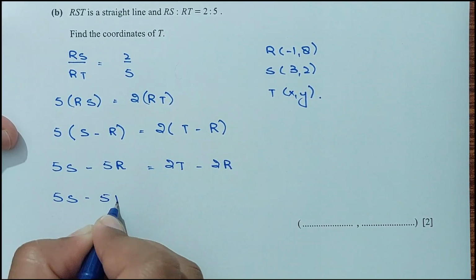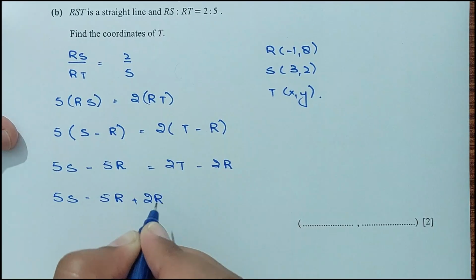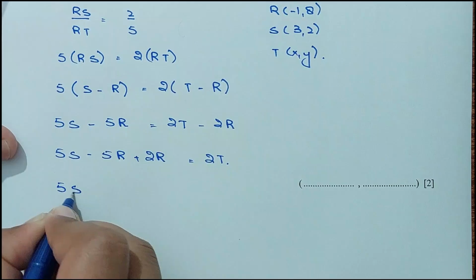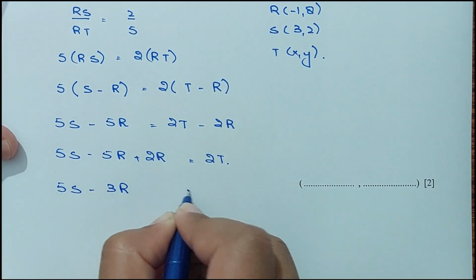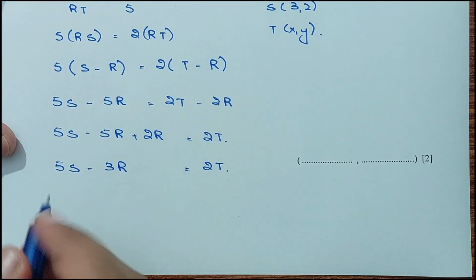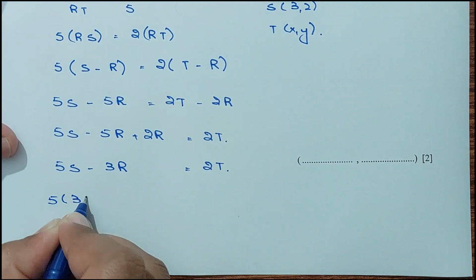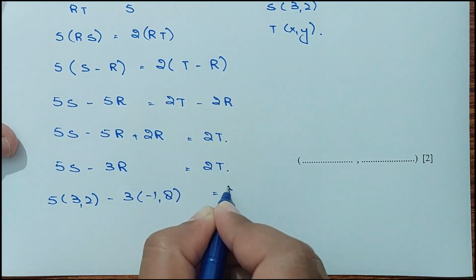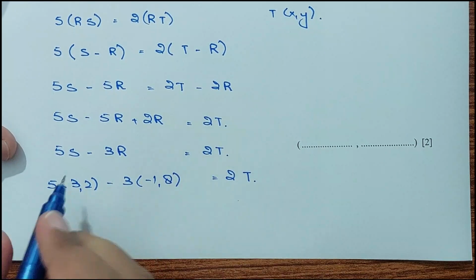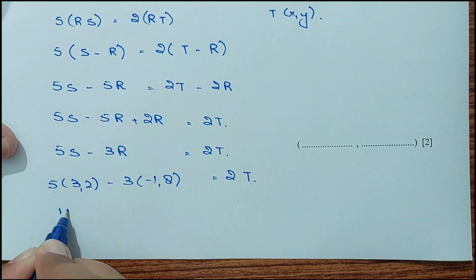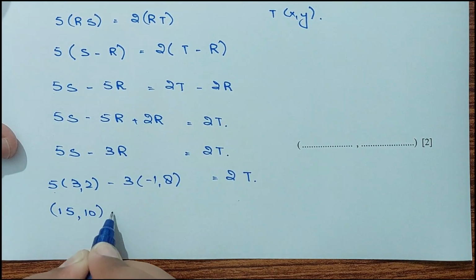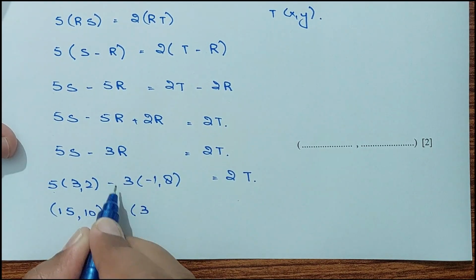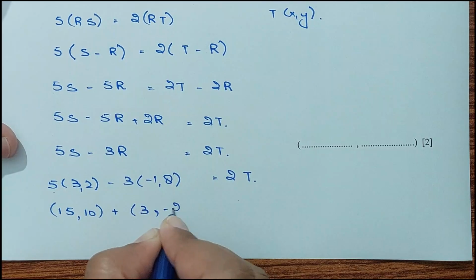5S minus 5R and plus 2R, this is going to be 2T, right? 5S minus 3R, this is 2 times T. So 5 times the S, which is 3, 2, minus 3 times R, whose components are minus 1, 8, this is 2 times the T components, which are x, y. 5 times 3 is 15, and 5 times 2 is 10. Minus 3 times minus 1 is positive 3. Minus 3 times 8 is negative 24.